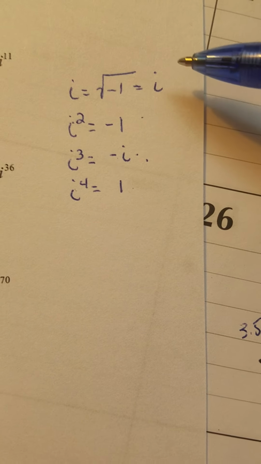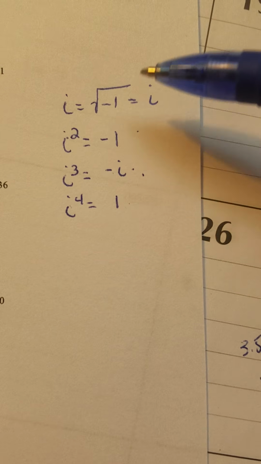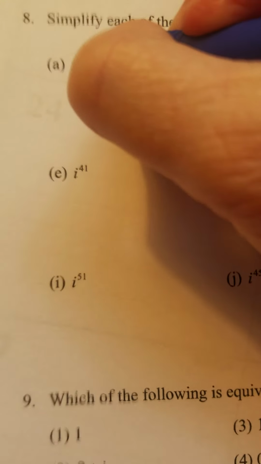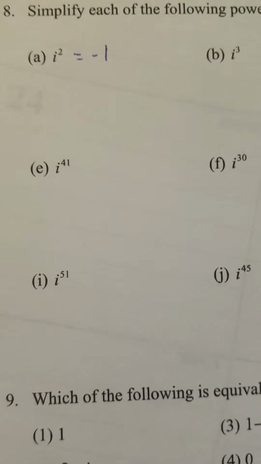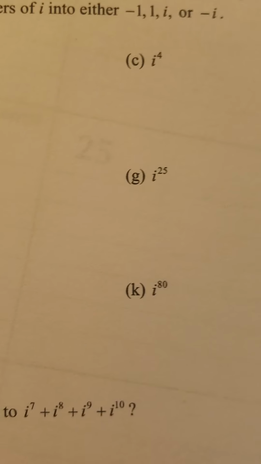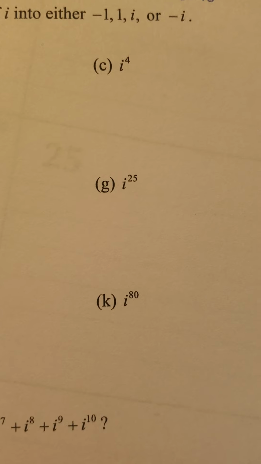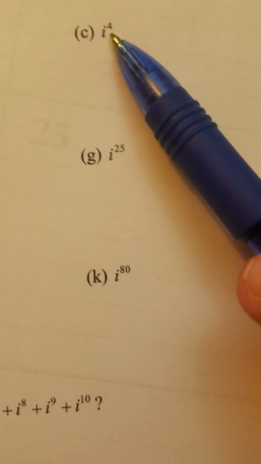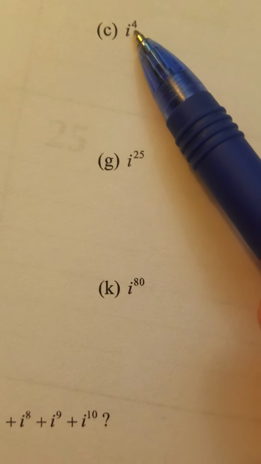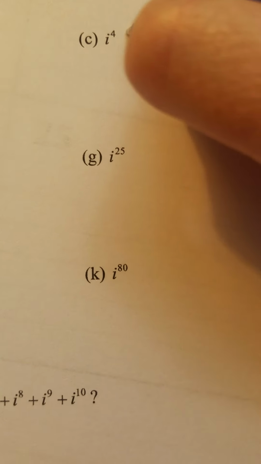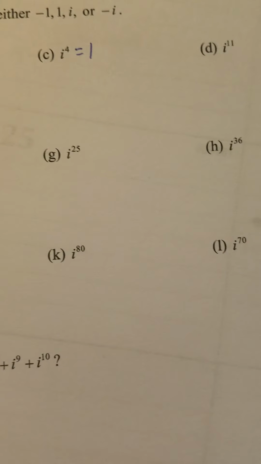i raised to an odd power, we'll talk about that in just a minute. I'm going to hop over here and do all of the even powers first. So i squared we know to be negative 1. As I proceed through my list here, the next even one I see is letter C, i to the 4th, which from our list we know is positive 1. But again, I'll reiterate, if it's divisible by 2 twice, then it's going to be positive 1. And 4 is divisible by 2 twice.